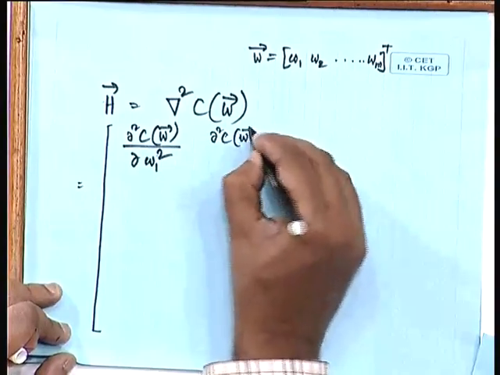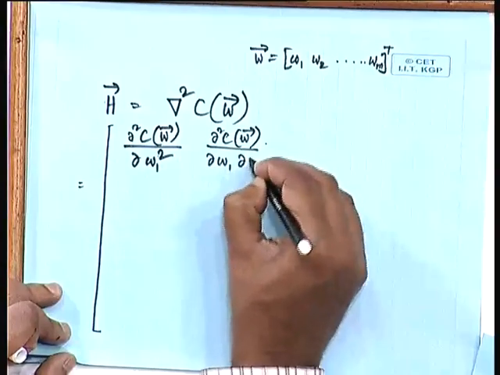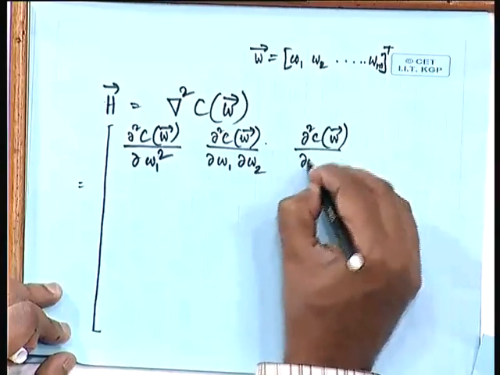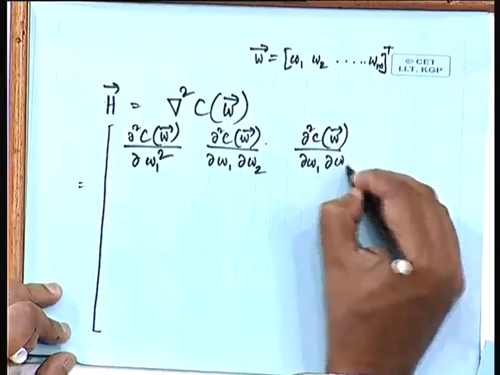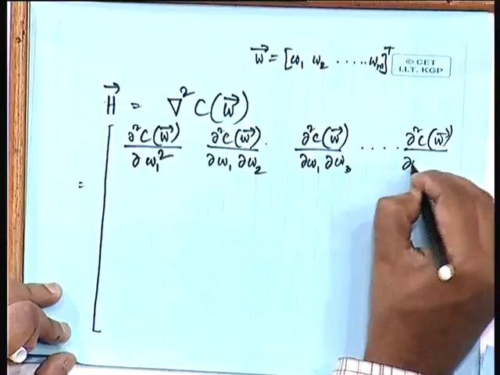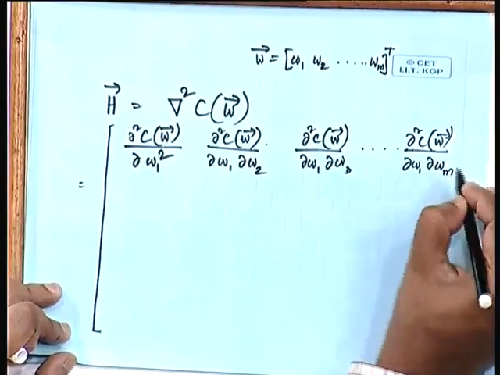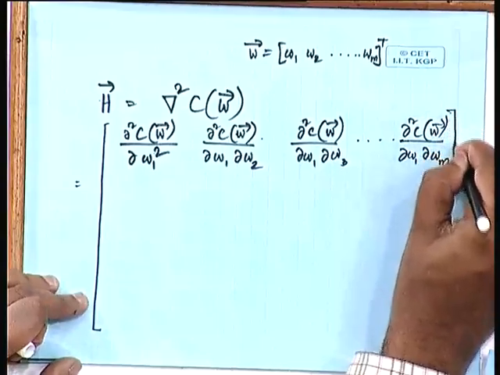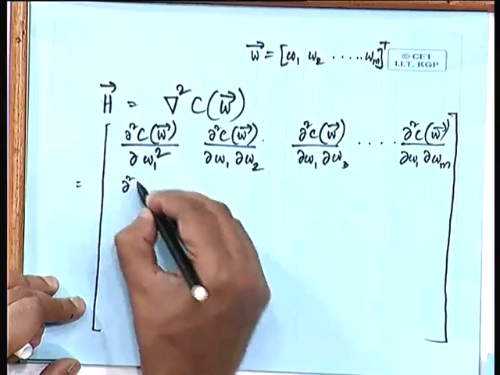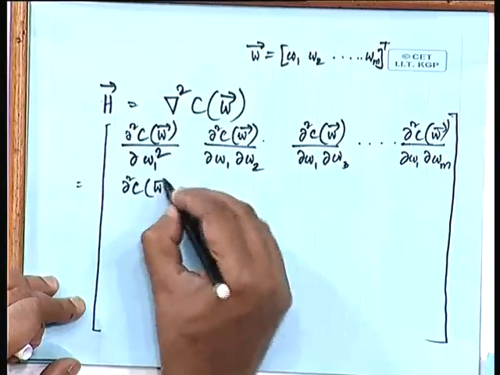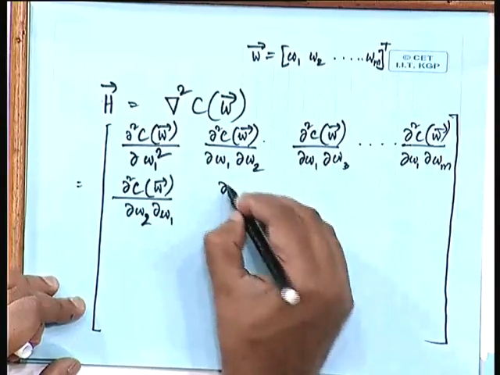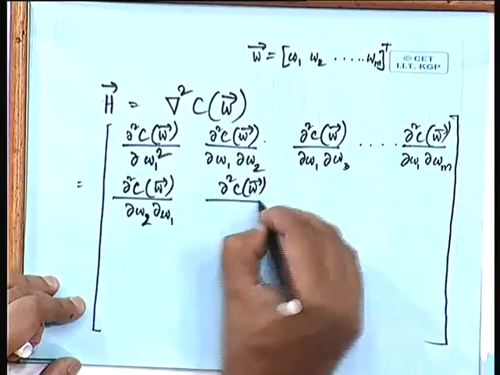Correct, del square by del W1 del W2. What is the next term? Yes, del square del W1 del W3, and the last term will be del square C W del W1 del W m, because we are considering an m by m matrix. So, this is the first row, and what will be the second row? Correct, W2 W1, yes. What will be here? Very correct.